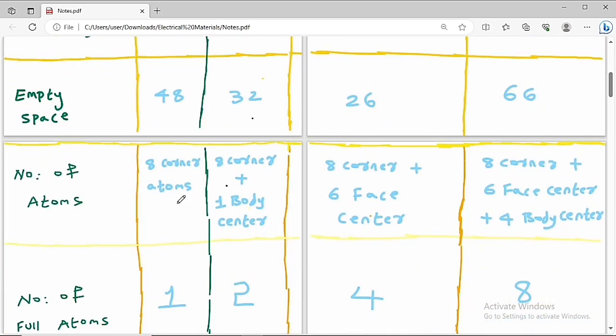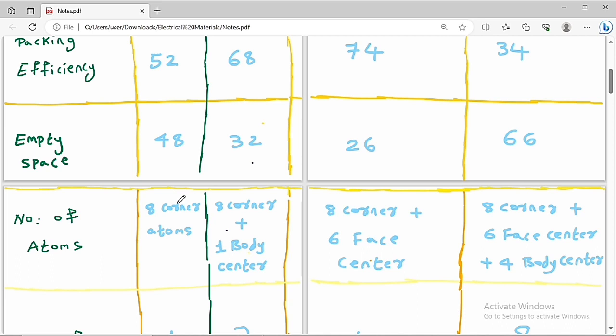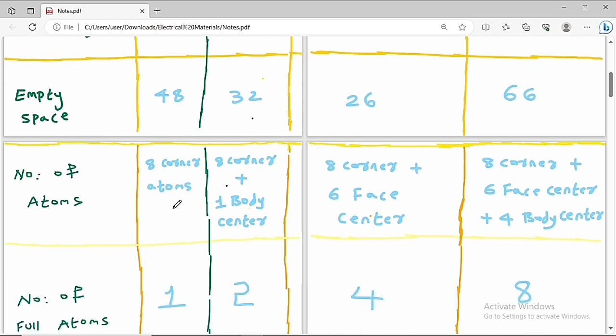The first property is the number of atoms. In the case of SCC, we are going to have 8 corner atoms, because the unit cell is a cube, which has 8 corners. I've already told you, 1 corner atom contributes 1/8 portion of the volume of the atom in one unit cell. So because of 8 corner atoms, how many full atoms are present in a unit cell? It is 8 into 1/8.